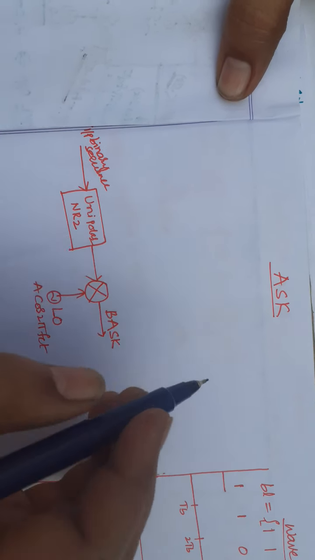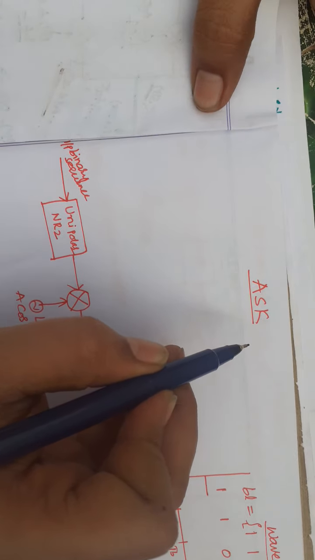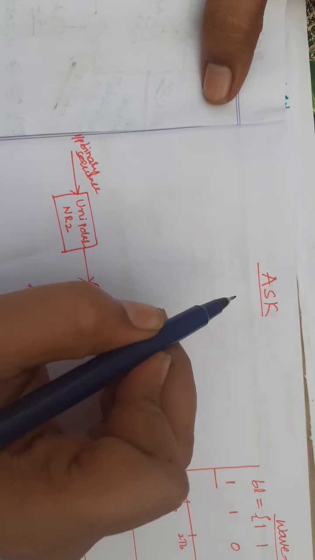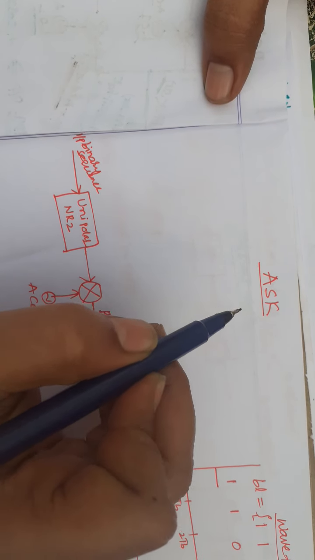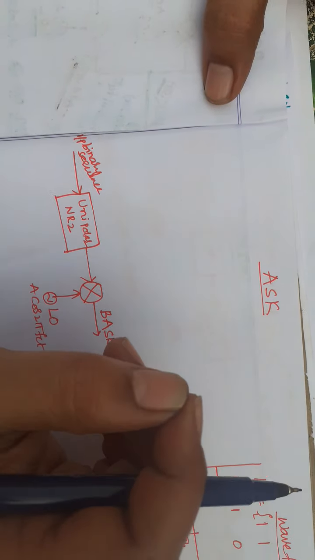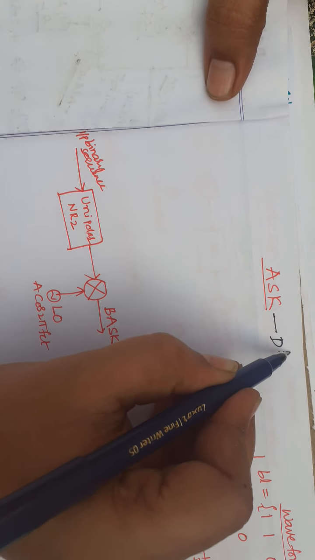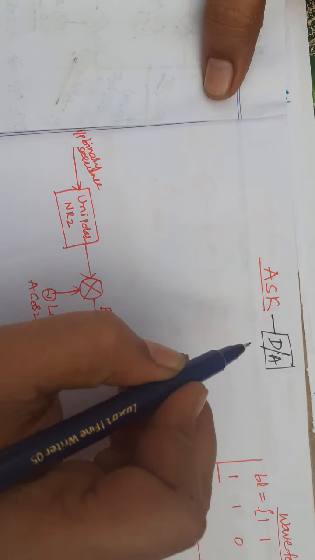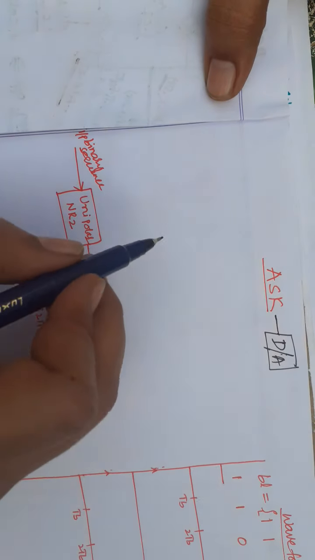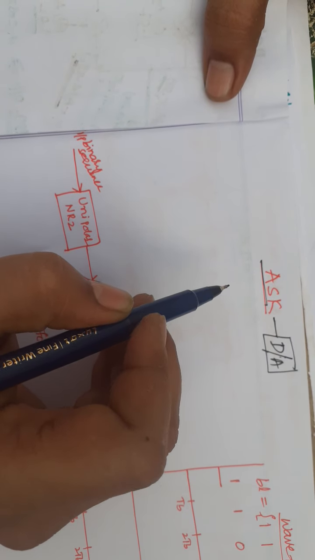Today we are going to discuss amplitude shift keying, ASK. Right. Now, first, what is the use of this ASK? I said yesterday only, last class only. Every digital modulation technique is used to convert a digital signal to an analog signal, right? Now we are going to discuss ASK, amplitude shift keying.